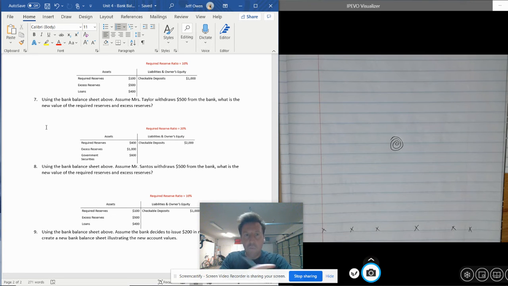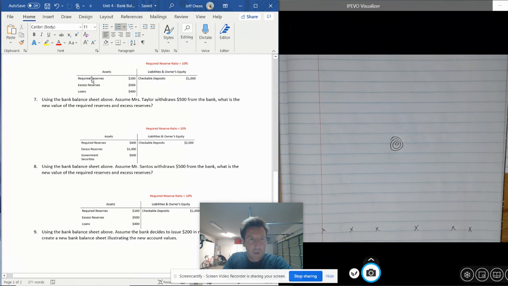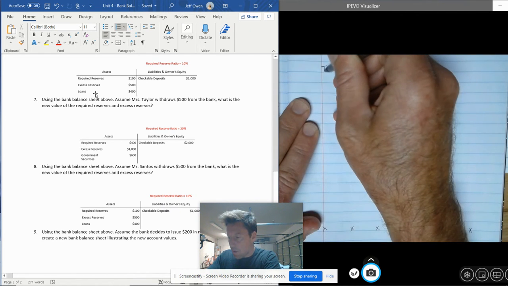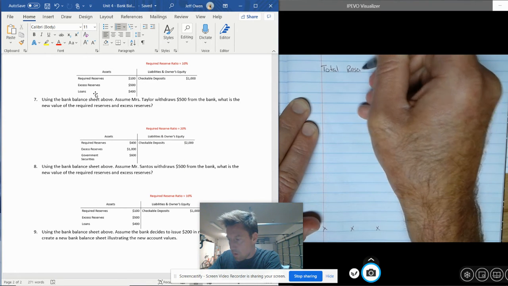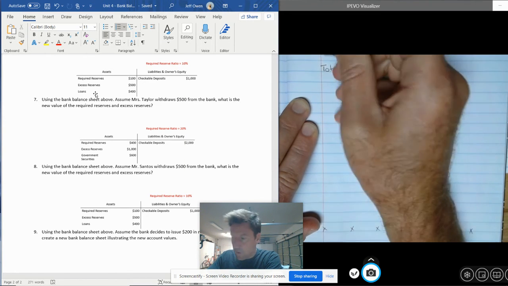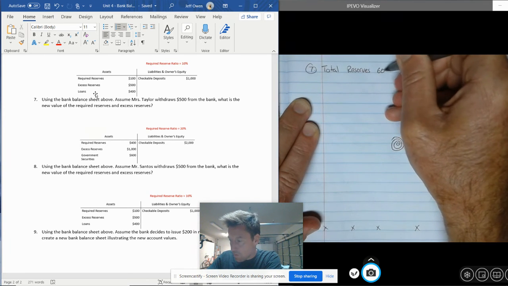What is the new value of required and excess reserves? Okay, now when money comes out, I do the opposite. This time, when money comes out, I add together what I already have, and then I do the math on it. So required reserves plus excess reserves is $600. They had 100 in required and 500 in excess. So I'm going to lump those together, and I'm going to call that my total reserves. This is number 7, right? Yeah. So my total reserves is now $600.